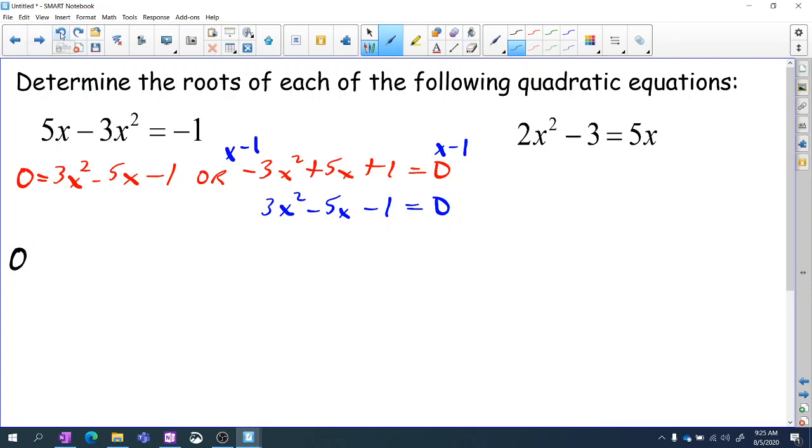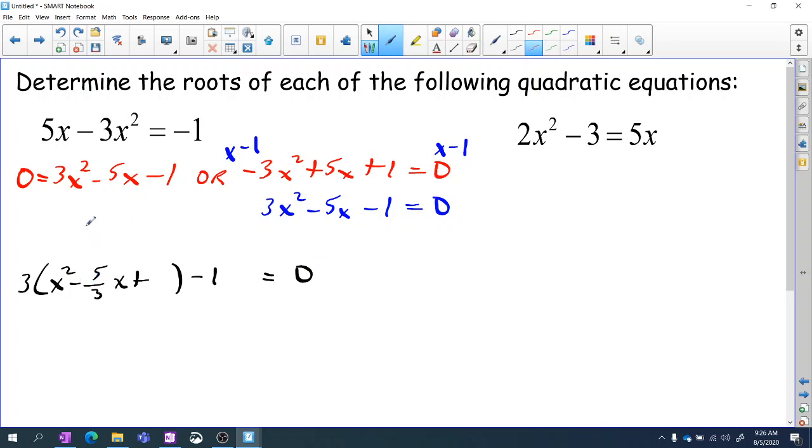Actually, no, I'm going to put the 0 on the other side. So let's take out our 3, x squared. We've done this before. It doesn't go evenly, just leave it as a fraction. 5/3 of x plus minus 1, leave room, equals 0.